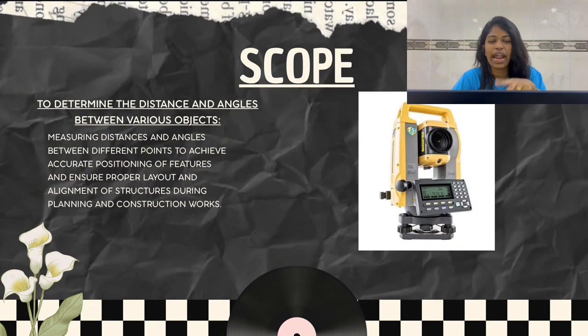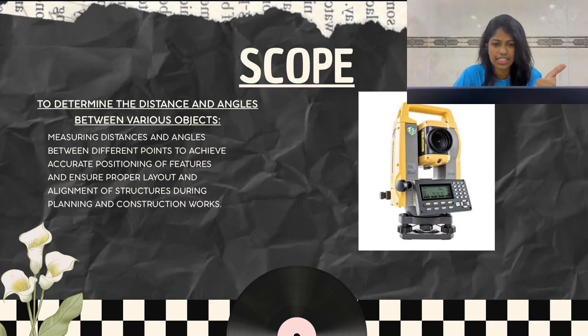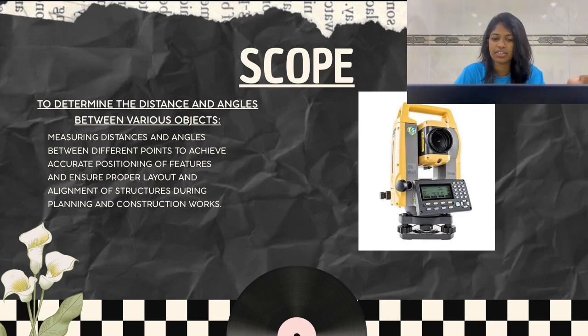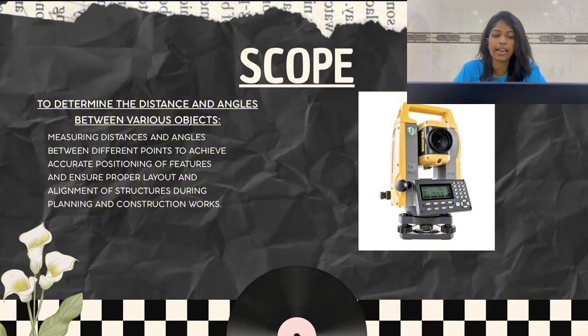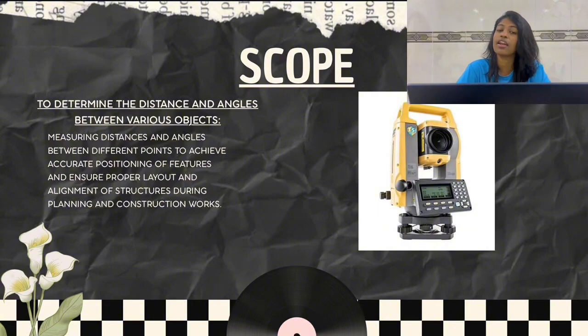And the second scope that I'll be talking about is to determine the distance and angle between various objects. Measuring distance and angle between different points to achieve accurate positioning of features and ensure proper layout and alignment and structure during planning and construction works.